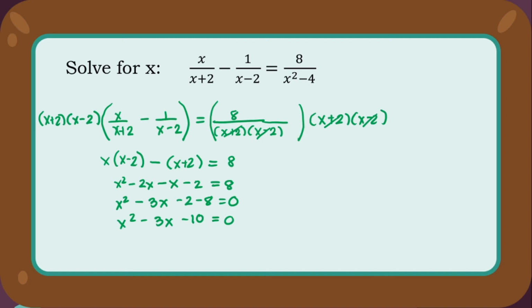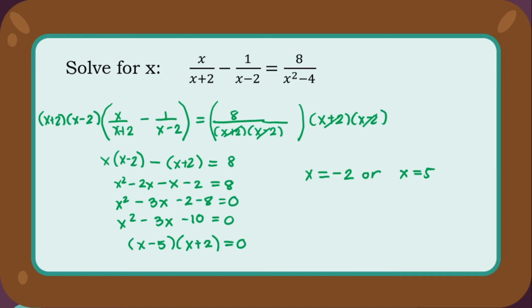And then, we can now factor this out. So, what is the factor of this equation? It is x minus 5 times x plus 2 is equal to 0. So, we have a value of x: x equals negative 2 or x equals 5.